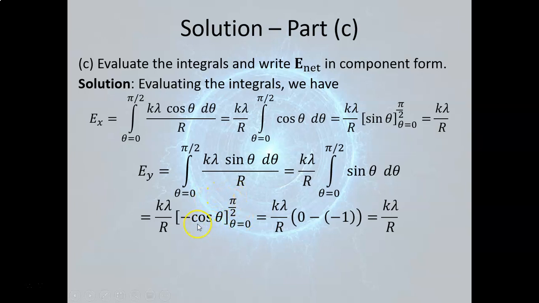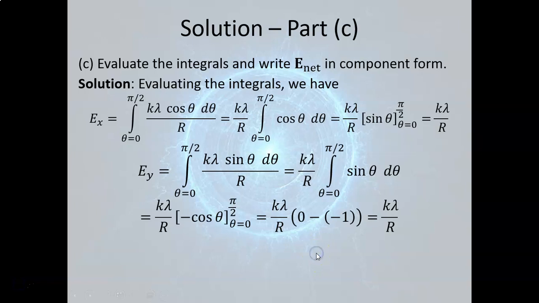Well, cosine of 0 is 1. And so you end up getting a 0 minus negative 1 on that, and you get k lambda over r. And just a reminder, it was a negative 1 because, well, the first negative ended up coming from the fact that you're subtracting the different values, and a negative 1 because it's a minus cosine of 0, so a minus 1. So k lambda over r. In other words, our intuition turned out to be correct. The x components and the y components turned out to be the same.